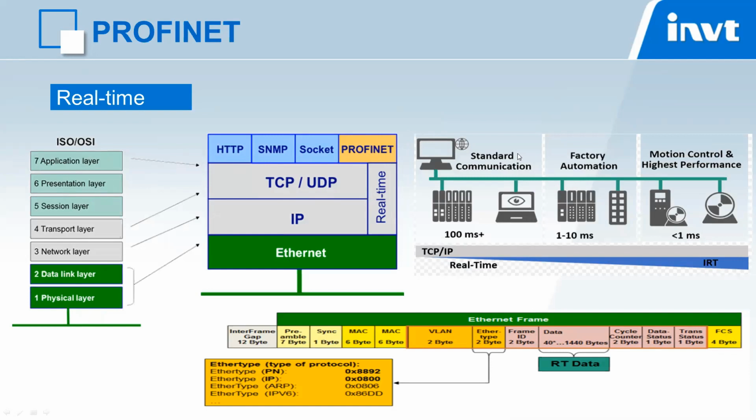In the factory, normally for factory automation, like inverters and remote I/O, we need real time. The response time is about 1 to 10 milliseconds. Standard Ethernet for websites is about 100 milliseconds. For motion control and the highest performance, like robots, the response time must be less than 1 millisecond. So normally for Siemens S7-1200, Profinet only supports RT, real time of about 10 milliseconds.